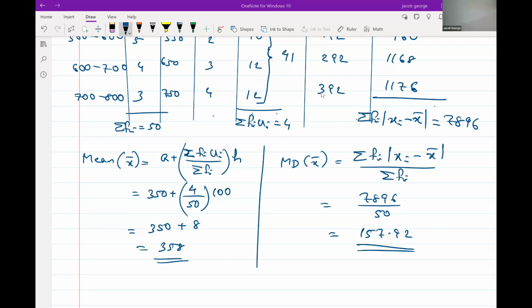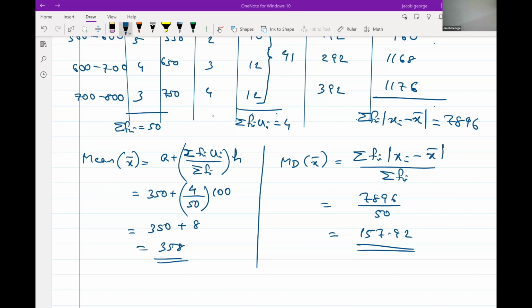Ruth, if it is asked like this, round off to the nearest number, you will write 158. Otherwise, we can leave the answer like this, 157.92, that accurate decimal form. But if round off or approximate answer is asked, you will convert like this, 158. Any other doubts, children? Okay, so here ends the first topic of mean deviation.